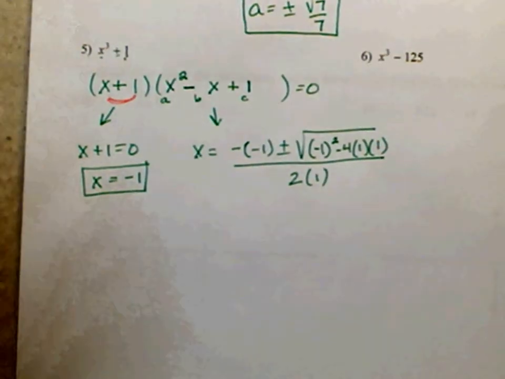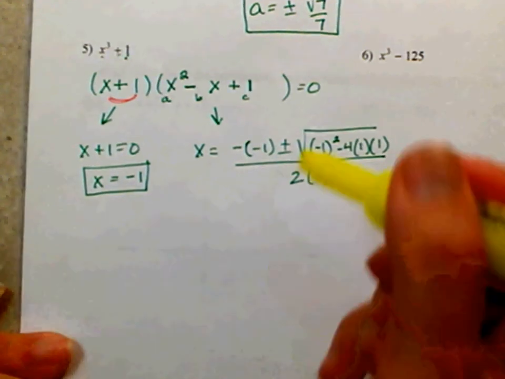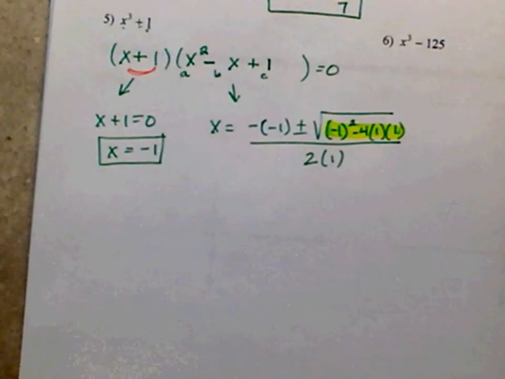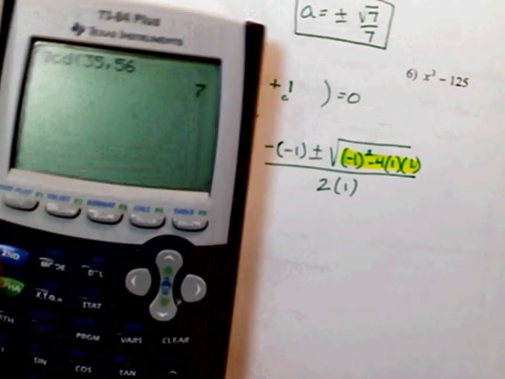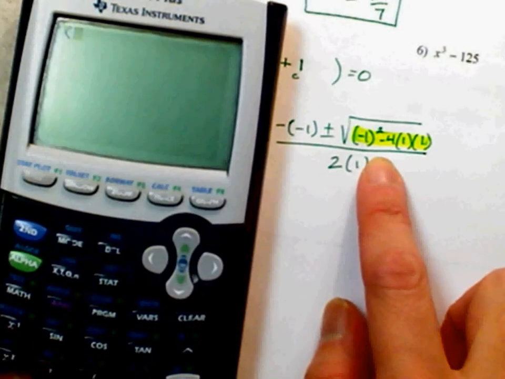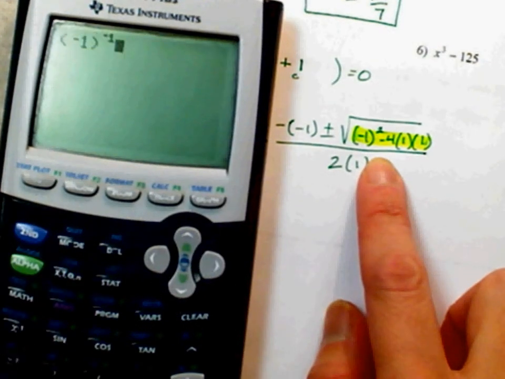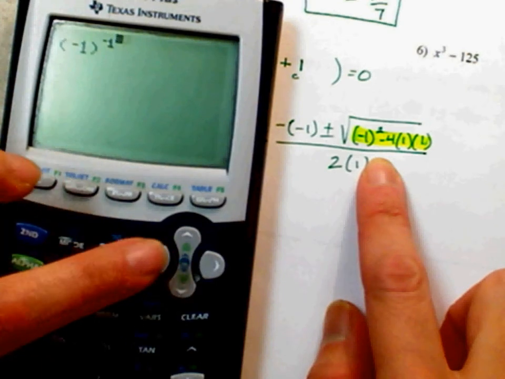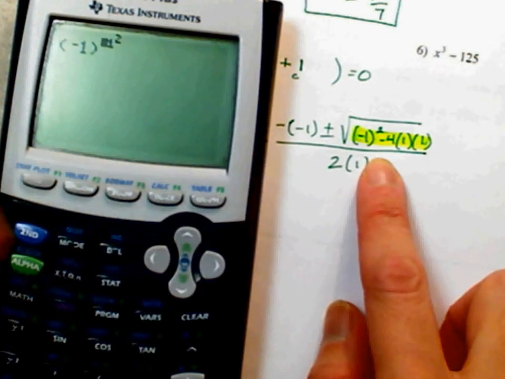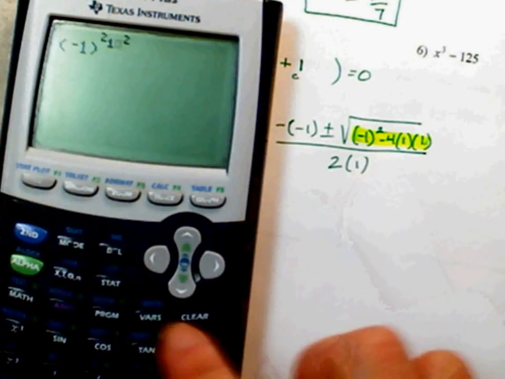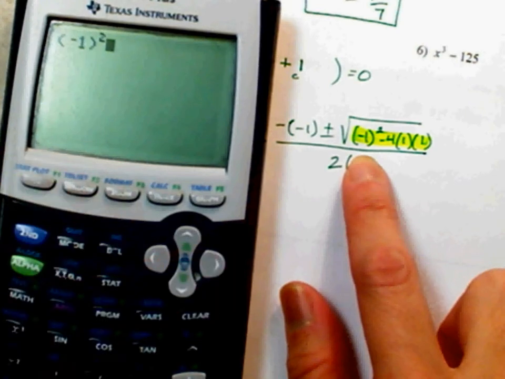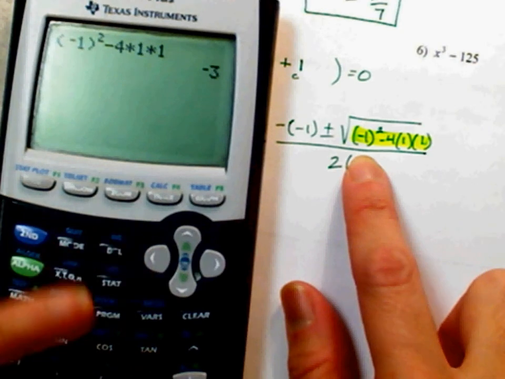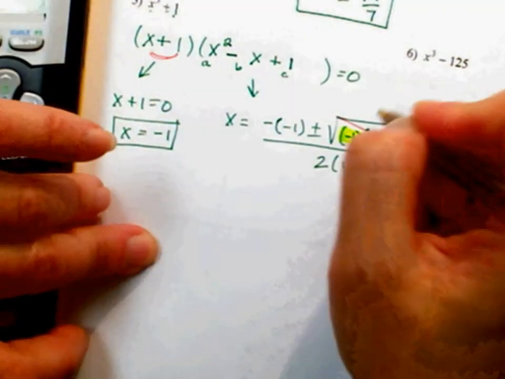Always do this part first on your calculator, okay, without the square root. So, go to my handy dandy calculator and I'm going to type that in, okay? So I have negative 1 squared, let's start all over. Parentheses, negative 1 squared, minus 4 times 1 times 1. That gives you negative 3, okay? Square root of negative 3.